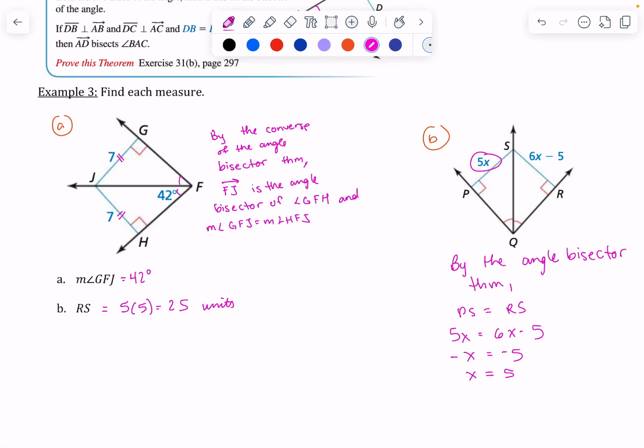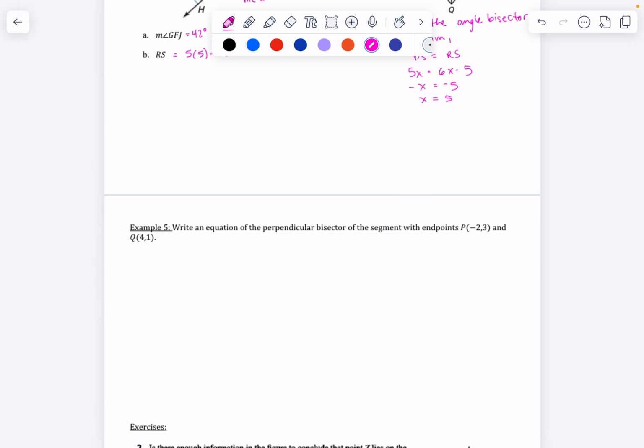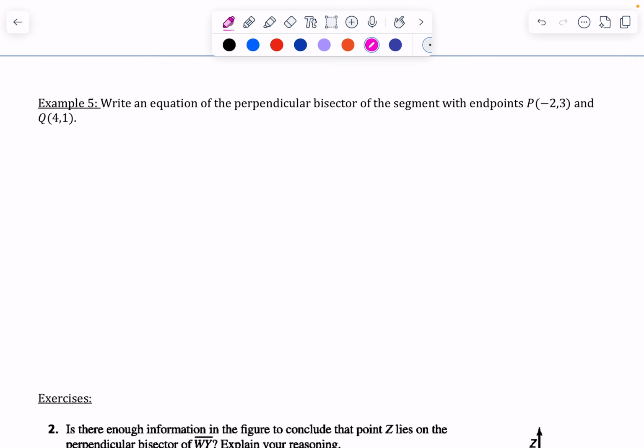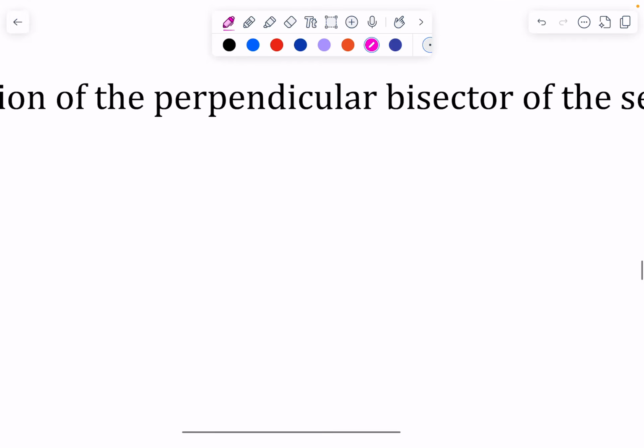Okay, last one. Write an equation of the perpendicular bisector of the segment with endpoints P at -2, 3 and Q at 4, 1. Now here there's two things that we want to do. Okay, so let's break it down into steps.